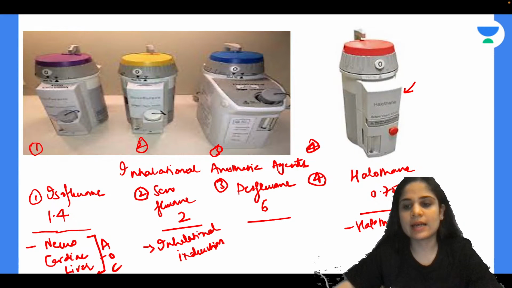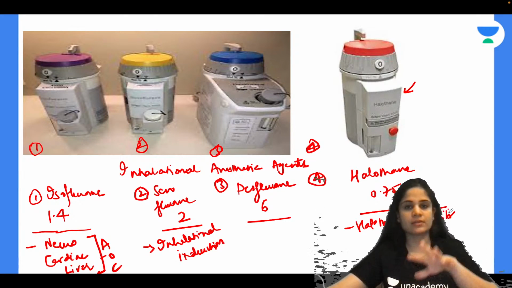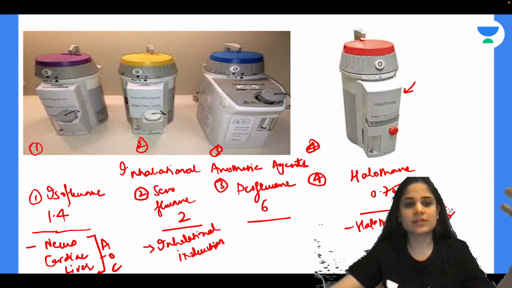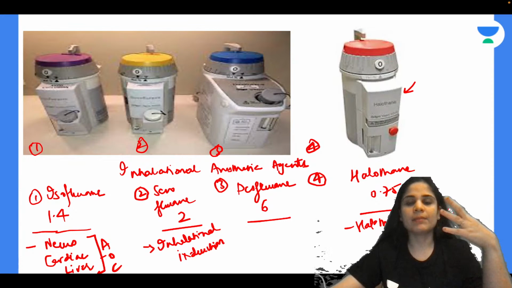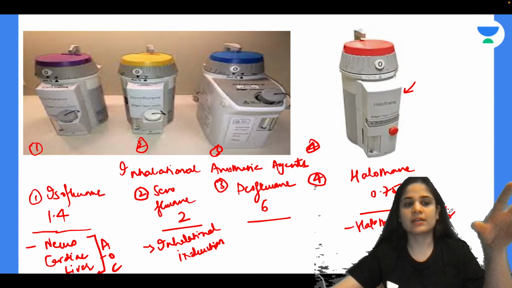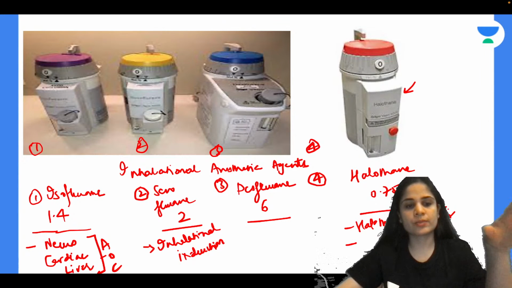So it was seen that when obese females of middle age, around 40 years of age, were repeatedly having surgical exposure with halothane, they were developing some antibodies against the liver. So that was labeled as halothane hepatitis. Okay, so halothane hepatitis is autoimmune hepatitis seen in middle-aged obese females.